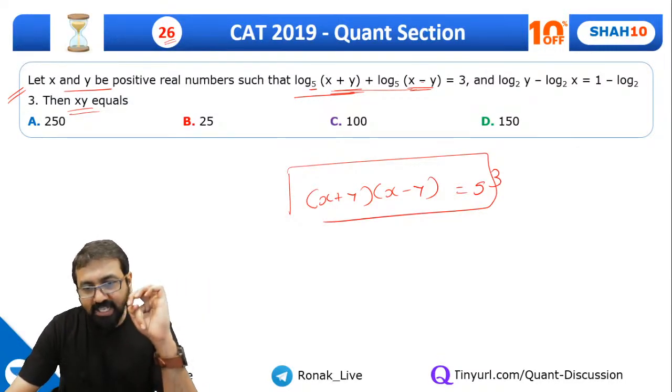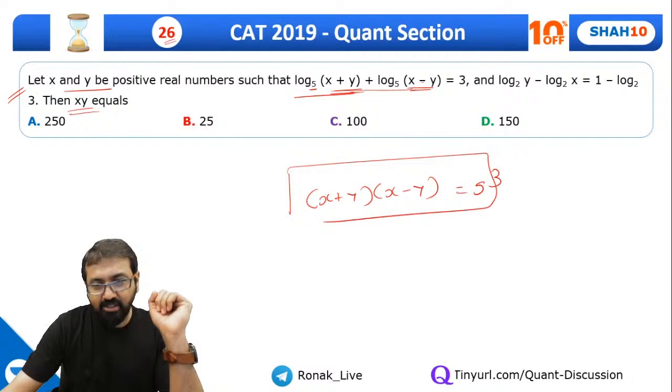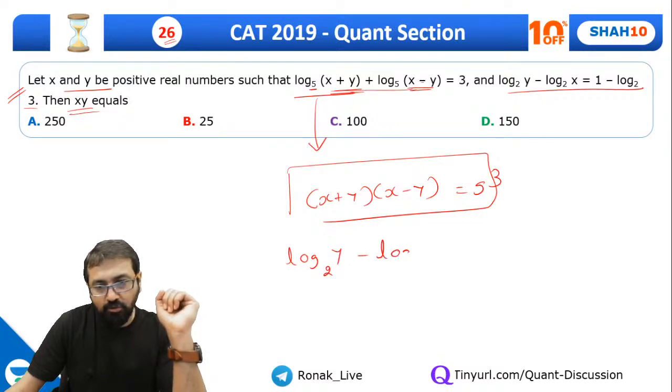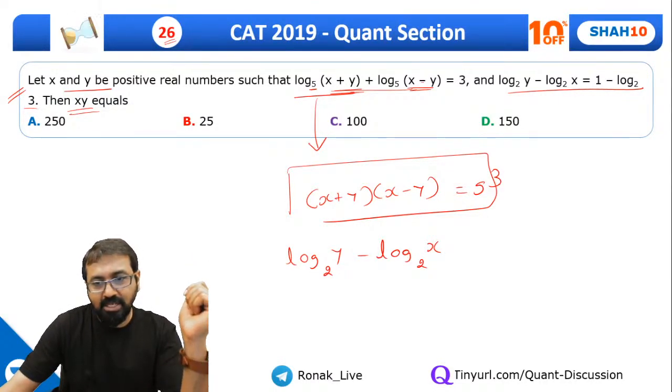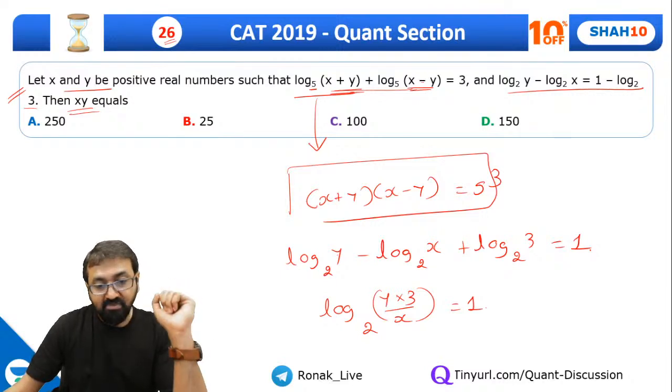And same way over here, what will I get? Log of y by x. Okay, let me rewrite this part over here. So I hope you have understood how we got this one. Now log of y with base 2 minus log of x with base 2. Again, this is a red color question, but I feel it looks slightly manageable. And let's take on plus log of 3 with base 2 is equal to 1. So what will this be? Log of y by x into 3 with base 2 is equal to 1. So I'll get y by x into 3 is equal to 2.